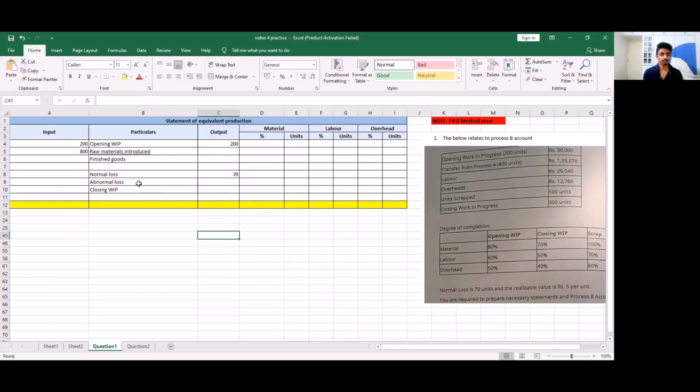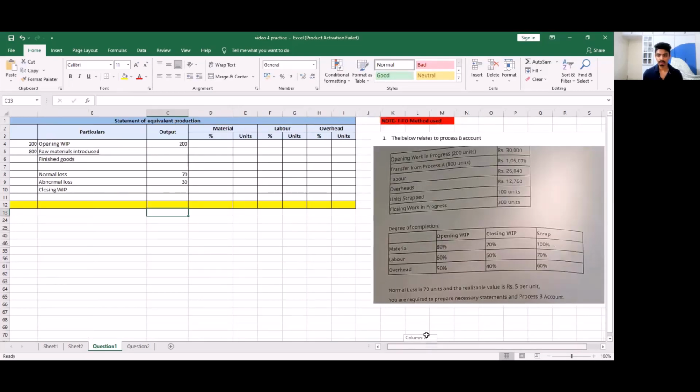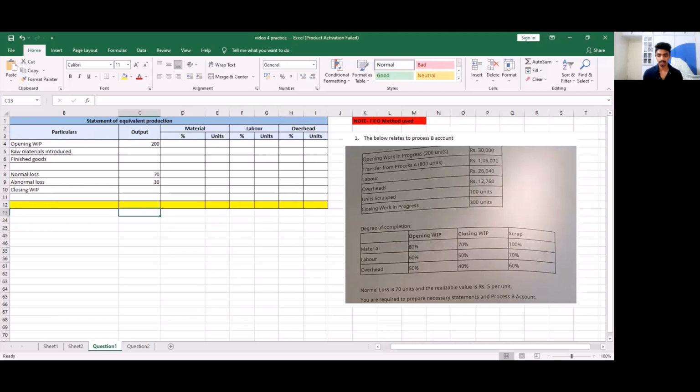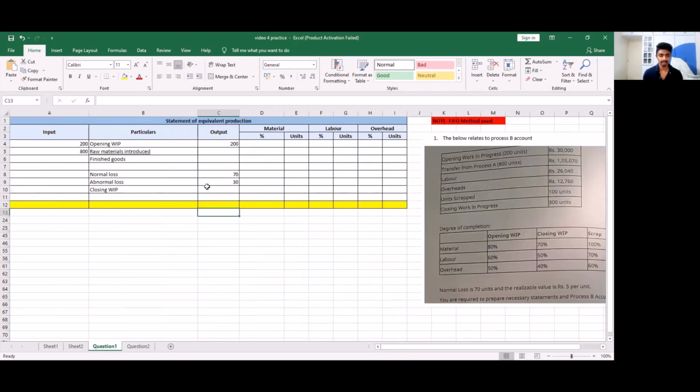Then we have an abnormal loss. Abnormal loss has a formula which is units scrapped minus normal loss. So by applying this formula, we get 100 minus 70, which is 30 units. And finally, we are given a closing work in progress of 300 units. So we write this as 300 on the output side.